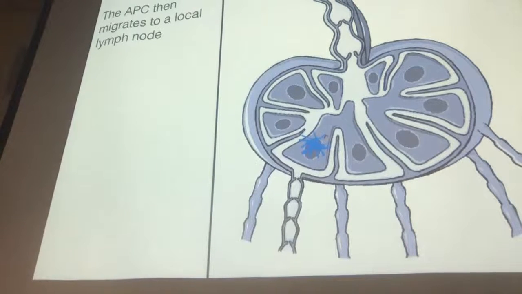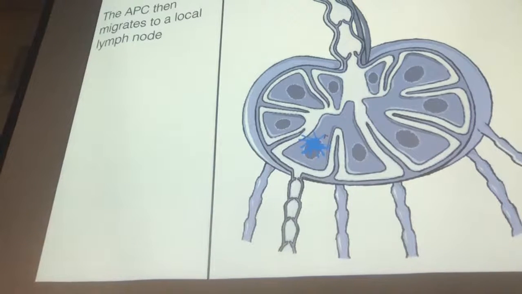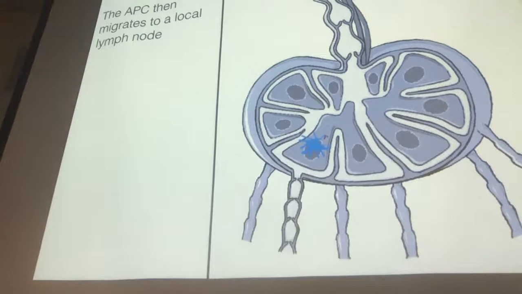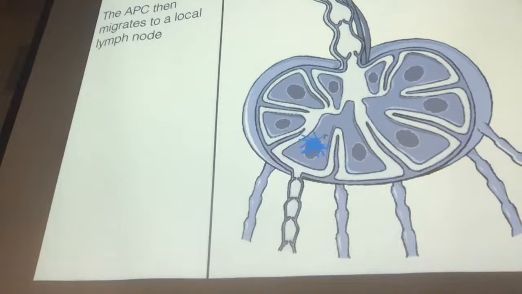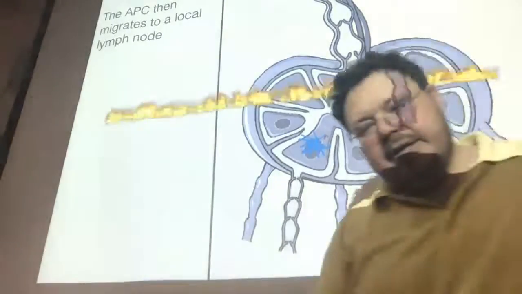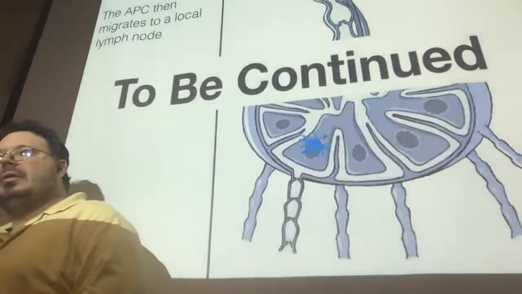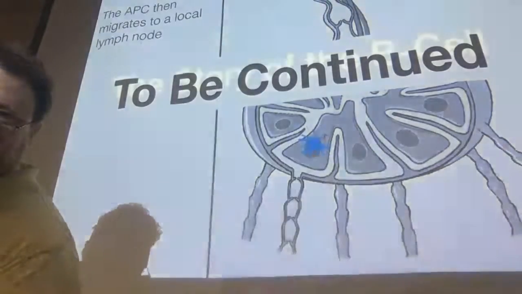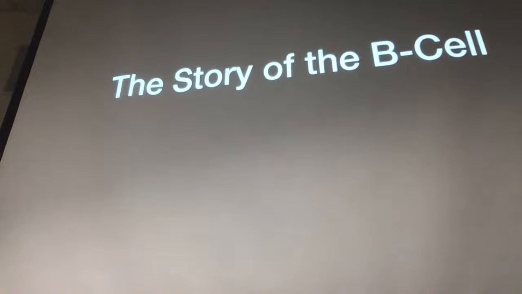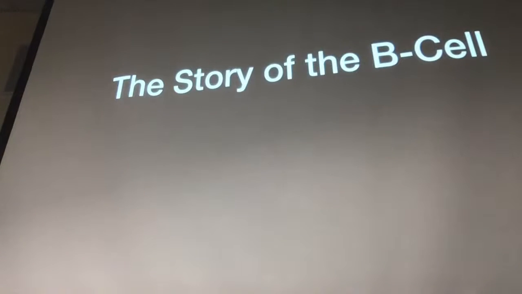And here's where we're going to pause the story of the antigen-presenting cell, because what we've got is a big narrative here. There's a lot of different characters and a lot of different interactions. So this guy's story is to be continued. And now we're going to take up on a different character's storyline, the B cell.